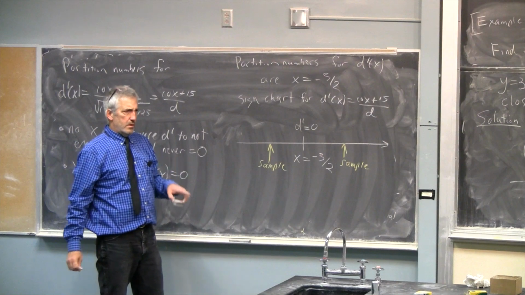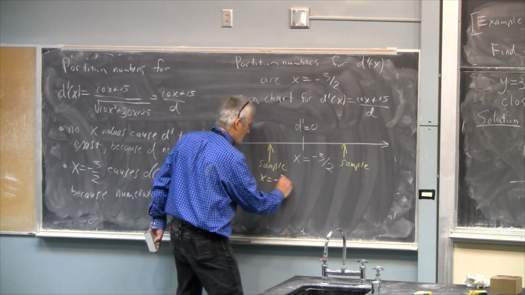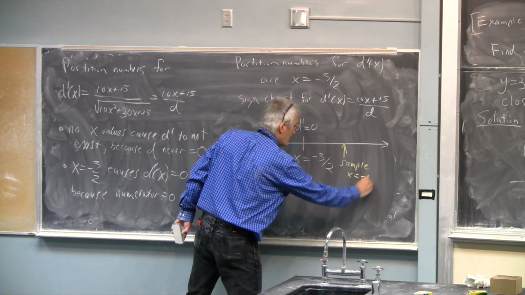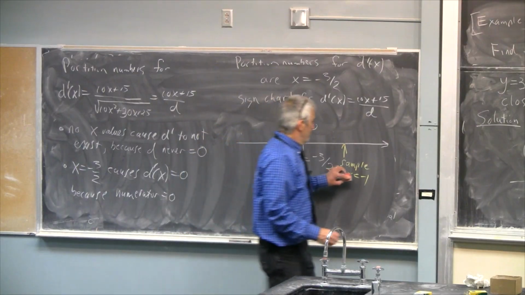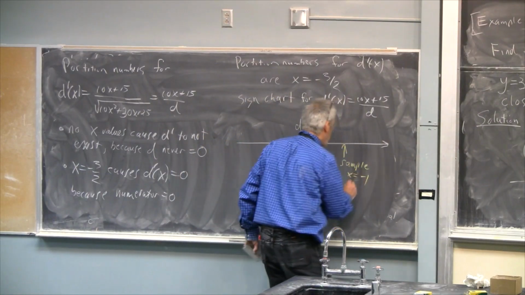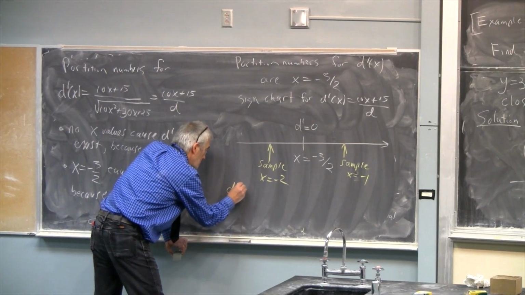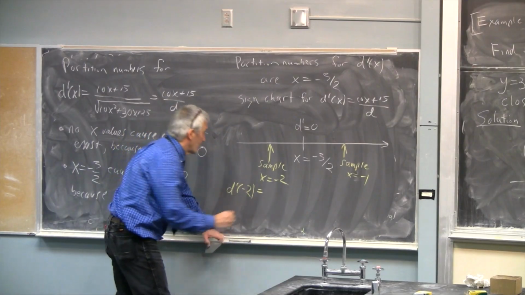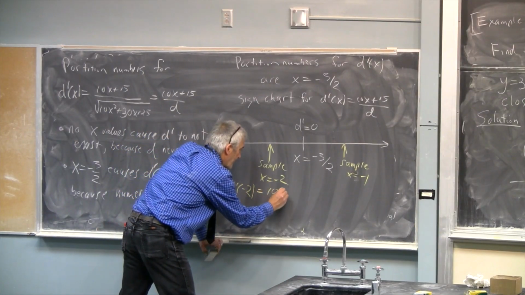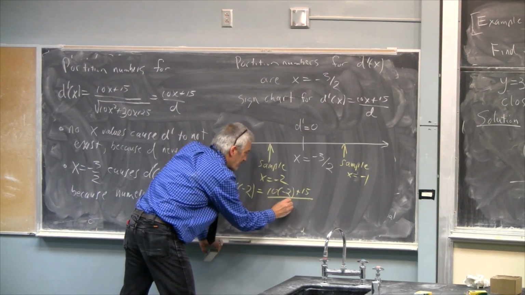On the left, -2, and on the right, -1. Okay. So let's do d prime of -2. I'm going to plug -2 into that formula: 10 times -2 plus 15 over d.